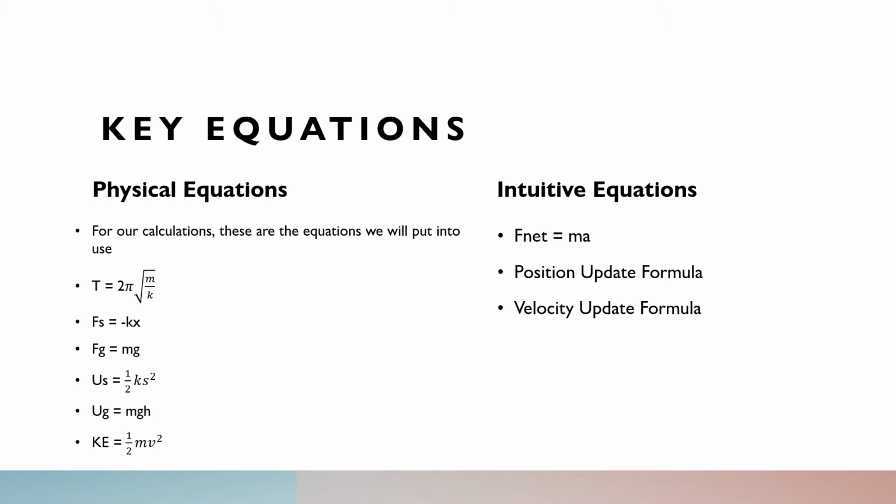Our key equations we use are the period, the force of a spring, the force of gravity, the energy of a spring, the energy of gravity, and kinetic energy. The intuitive equations are F net equals ma, the position update formula, and the velocity update formula.